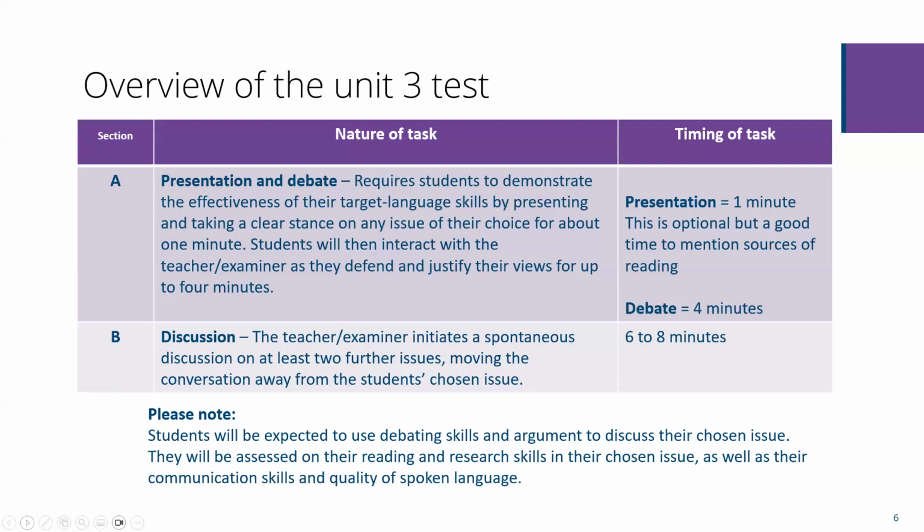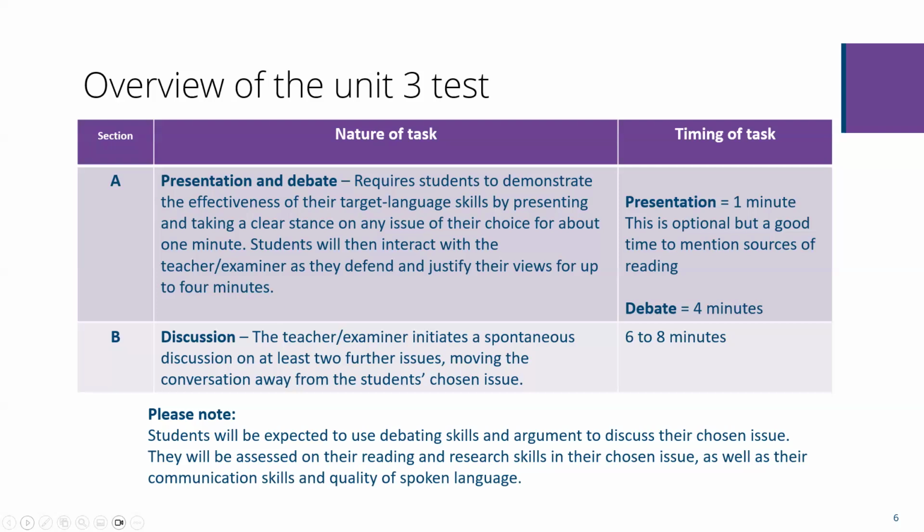And section B is a discussion. So the teacher examiner then initiates a spontaneous discussion on at least 2 further issues, moving the conversation away from the student's chosen issue. Okay, so that's 6 to 8 minutes.